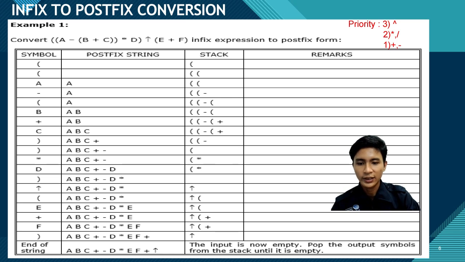And at the stack right now is the arrow and open bracket. And next you can see the plus, we will put it on the stack. And next is F, we will put it in the postfix string. And the stack status right now is arrow up, the open bracket and plus. And last is the close bracket. The close bracket will be put on the stack, but the plus will pop to the postfix string.